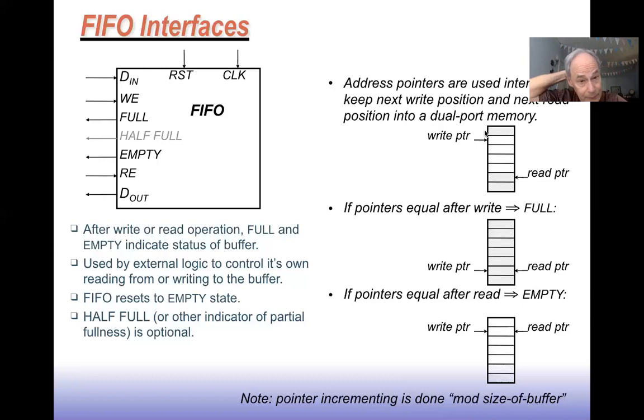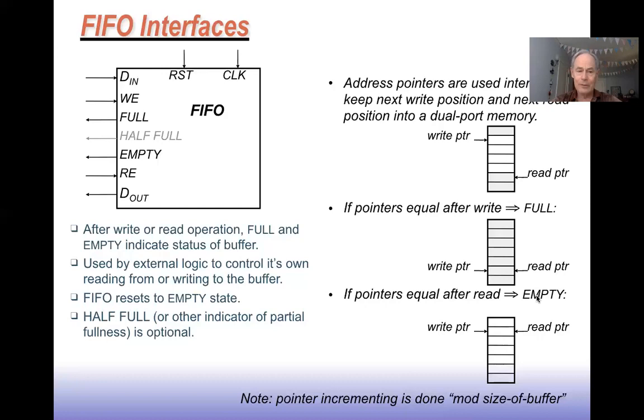So to get the proper control signals though, after a write operation, if the pointers become equal, that means we've just filled up the FIFO. Right. So the full signal should be asserted. Similarly, if the read and write pointer have the same value after a read operation, that means we've read the last value out of the FIFO, right? And so we should indicate that with the empty signal, right?